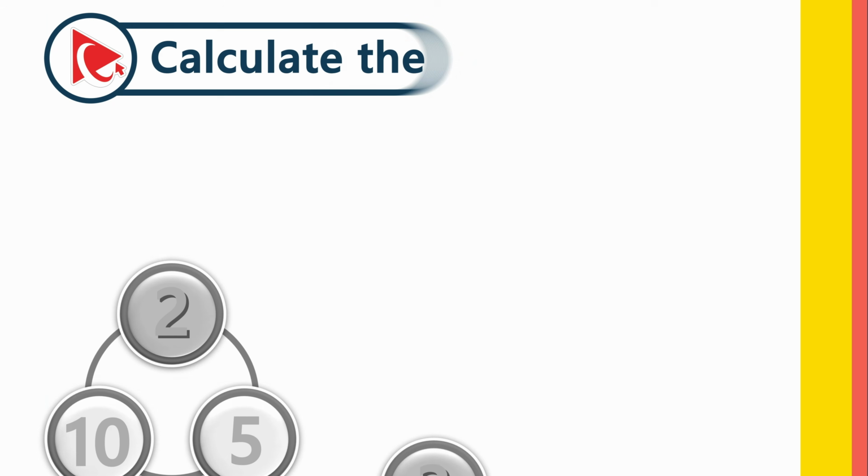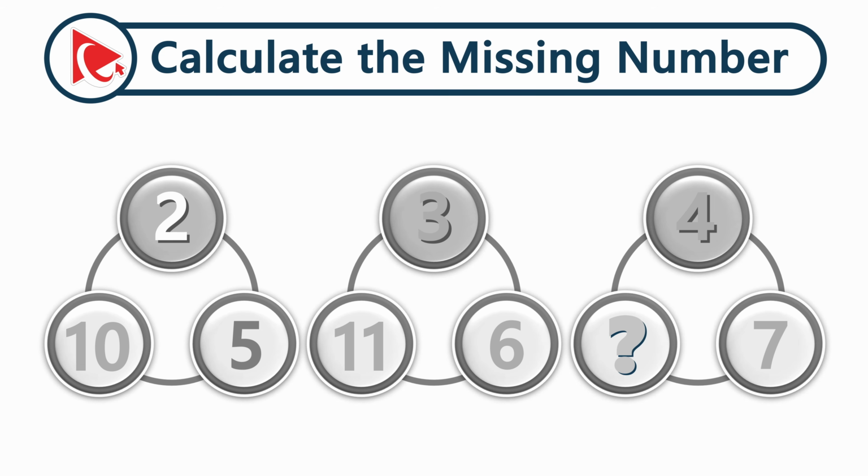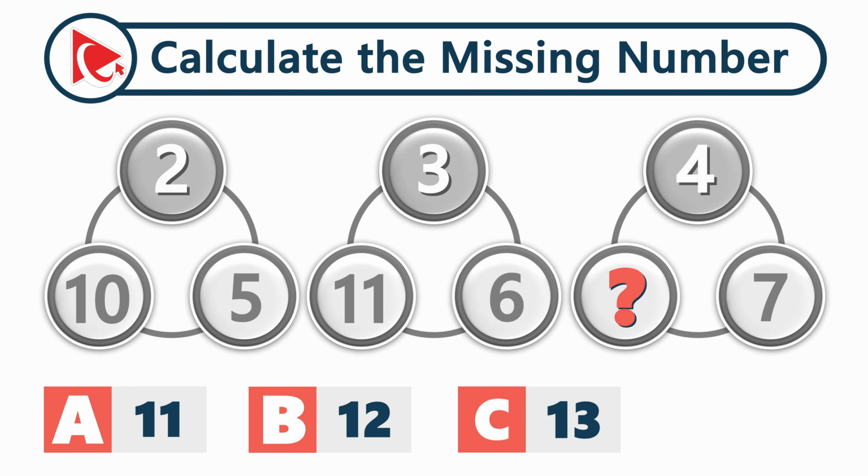You're presented with 3 cool looking shapes. The first shape has numbers 2, 5, and 10. The second shape has numbers 3, 6, and 11. And then the third shape has numbers 4, 7, and then comes the missing number, which you need to calculate and select out of 4 possible choices. Choice A, 11, choice B, 12, choice C, 13, and last but not least, choice D, 14.